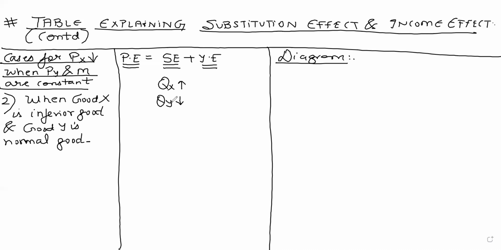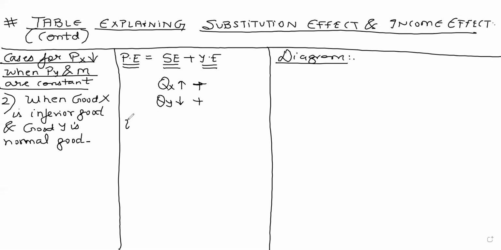This is my substitution effect, because substitution effect has nothing to do with the purchasing power. It has only to do with the relative price. When price of good X falls, the relative prices have changed. Good X has become cheaper than good Y in relative terms. So you will buy more of good X and less of good Y. But now guys, what will be the income effect?